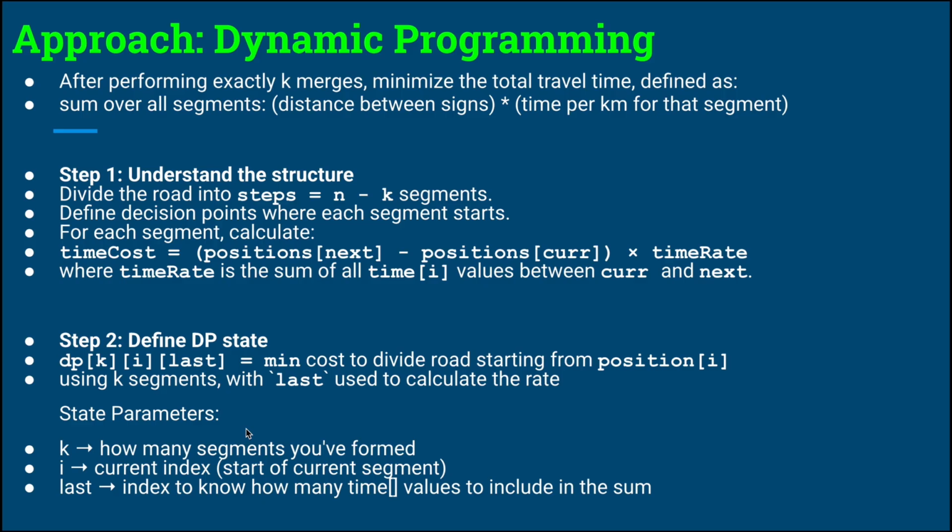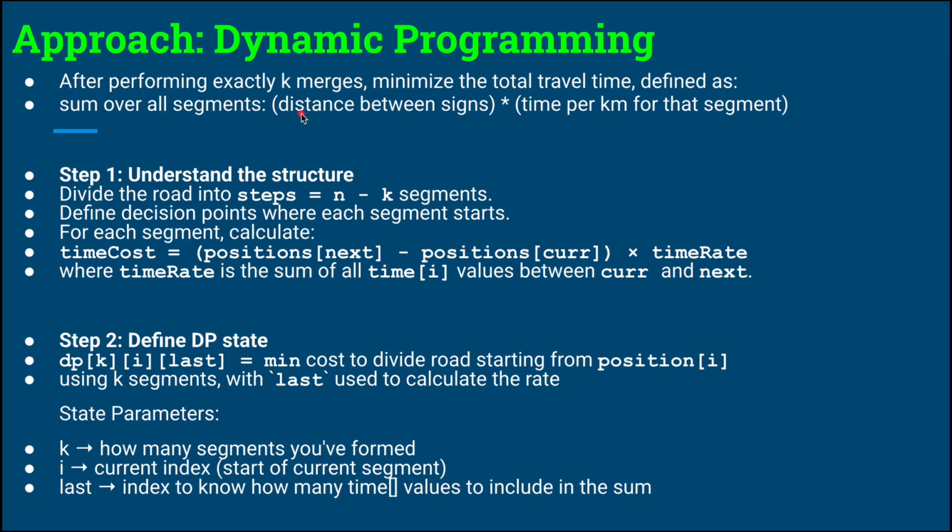So the approach that we are going to use here is dynamic programming. After performing exactly k merges, we have to minimize the total travel time, and that we can define as the sum over all segments, right?